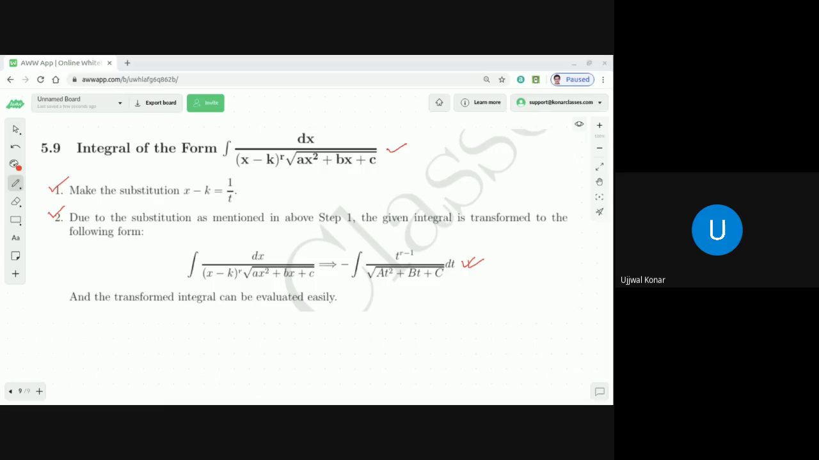The last two forms I am left with, and that I'm going to discuss. These two forms are quite important for entrance examinations, and at the same time they are not at all important for board examinations. In board examinations, this will not come.